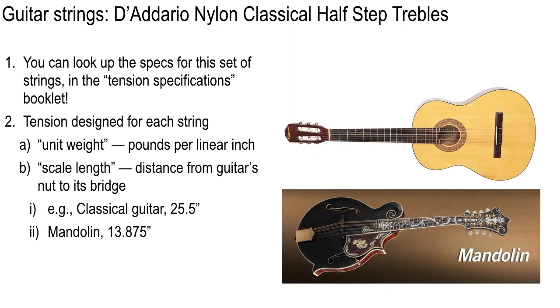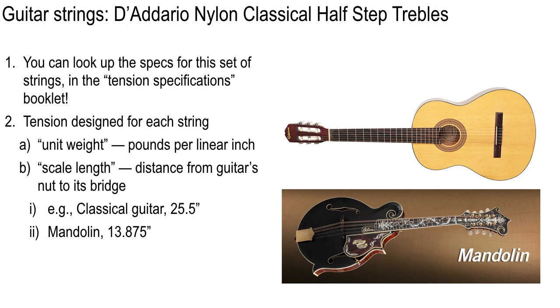The scale length, the distance from the guitar's nut to its bridge, which we talked about last time, comes in different sizes. A classical guitar is about 25.5 inches, roughly 65 centimeters. But a mandolin is only 13.875 inches.